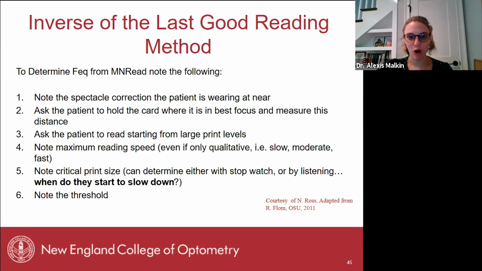Are they slow at all print sizes? Are they fast at all print sizes? And then note the critical print size. So you can time them on every line. You can listen to them. You can note when they slow down.